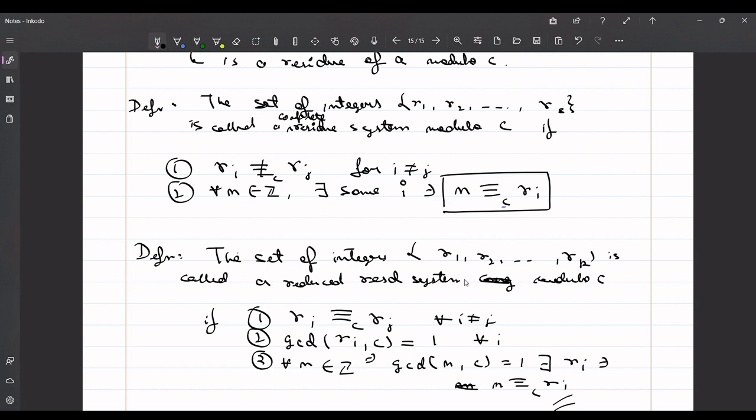Is it clear? So can we say what is the cardinality of this particular set? It is simply equal to phi C. Right? Phi C. Got it?